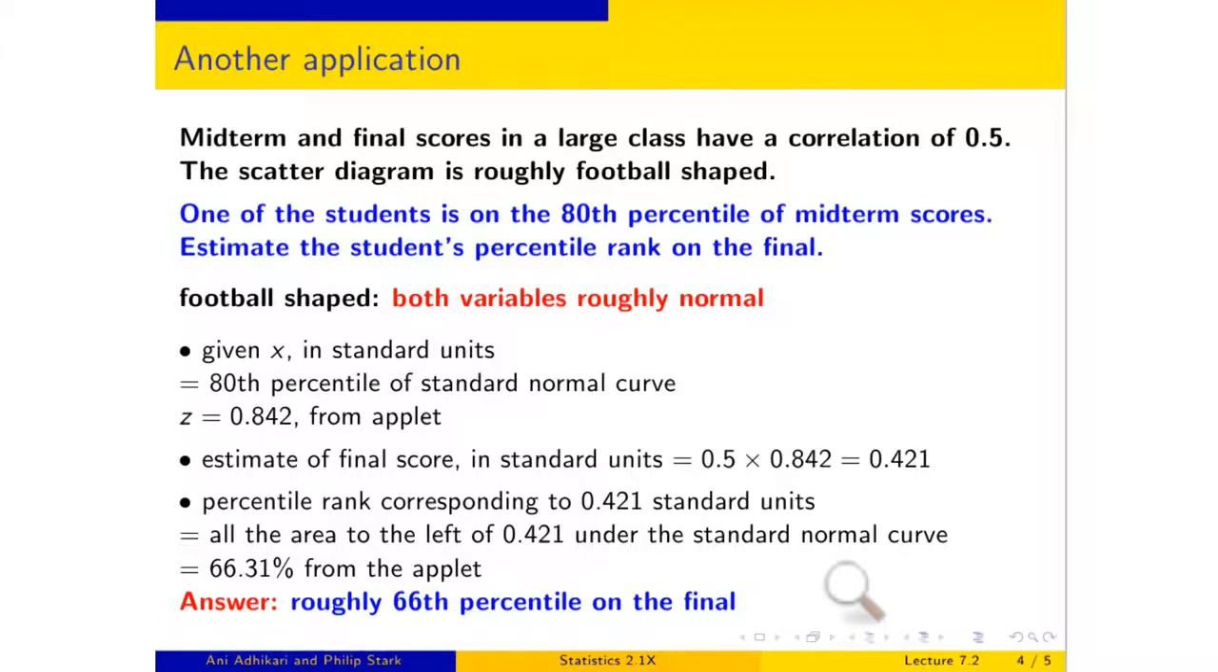So to recap that, the regression method says, take what you got and convert to standard units. Fine, I have the 80th percentile of a normal curve. I'll convert it to standard units by simply looking it up on the applet. Next comes the regression move, take that and multiply by r. That's your answer. Almost. You need to put it in the right units. So the last move is find what percentile corresponds to 0.421 standard units.